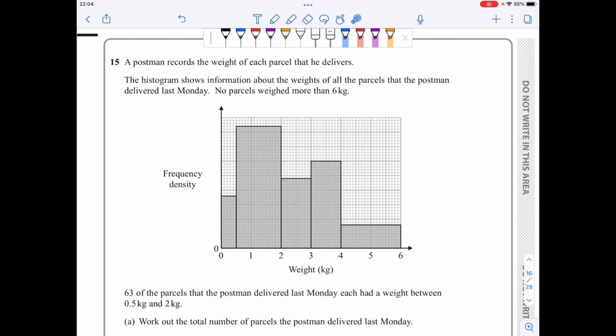And since 42 is here, then I can complete the vertical axis. I've got 10, 20, 30, and 40. So now I can find the area and hence the frequency of each bar. Now I'm going to write this down. You can't just read it from the graph, put it on the calculator and get the answer.